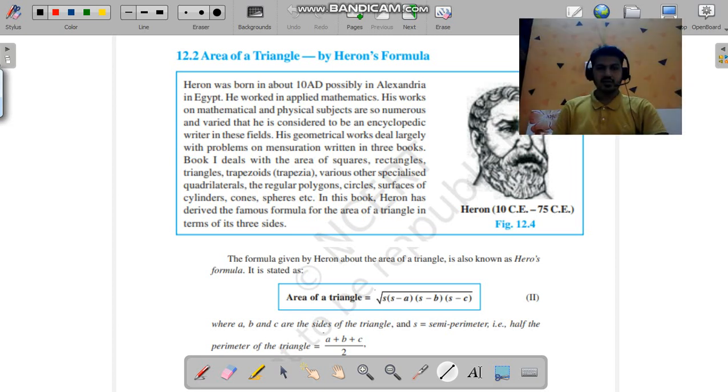Hi students, now let us start with our new chapter, that is Heron's formula, chapter number 12. But before moving a little further, let me explain to you why exactly we are studying this formula.